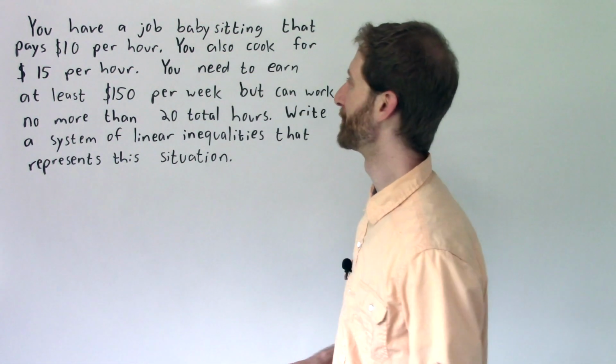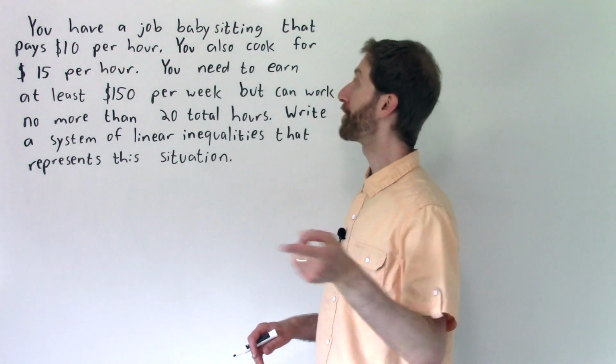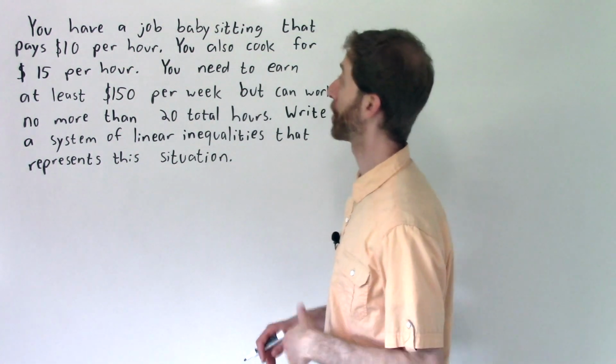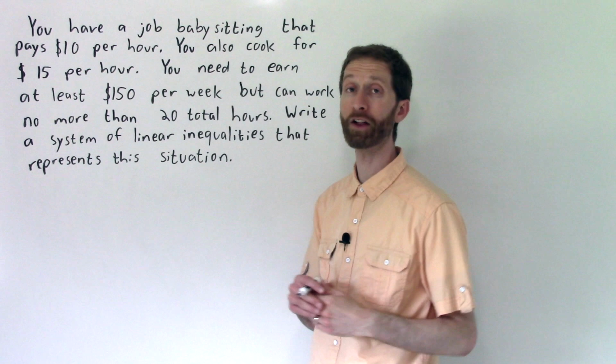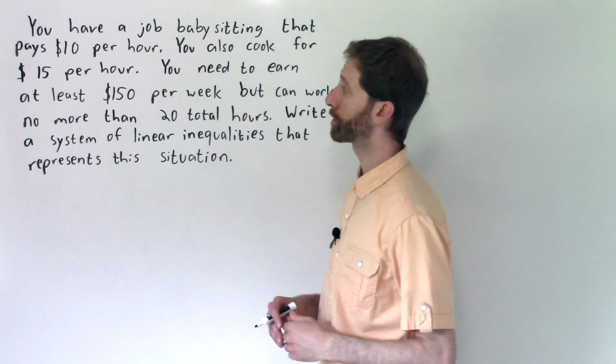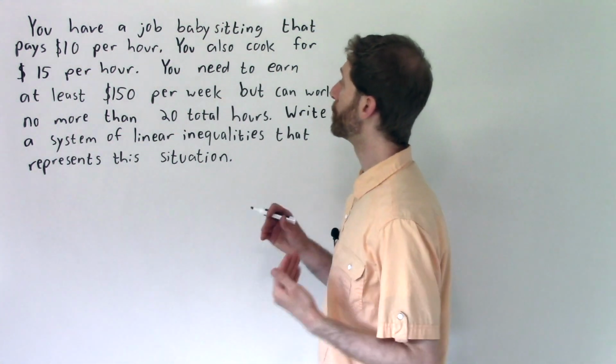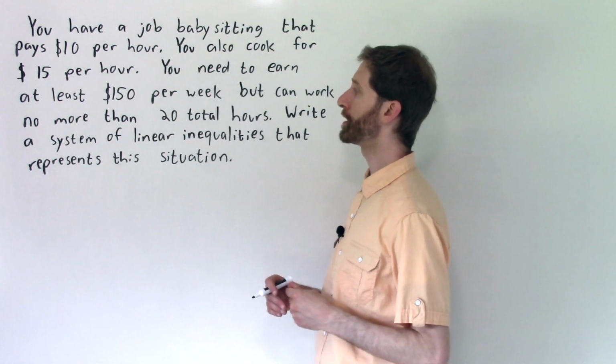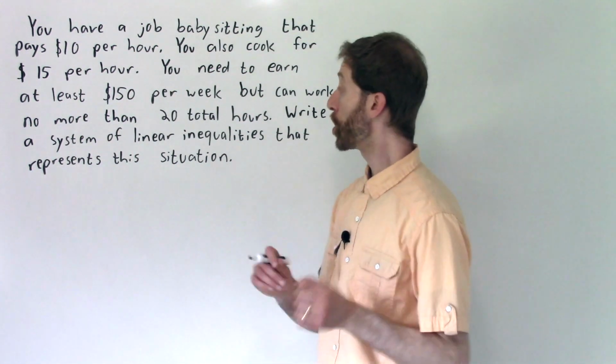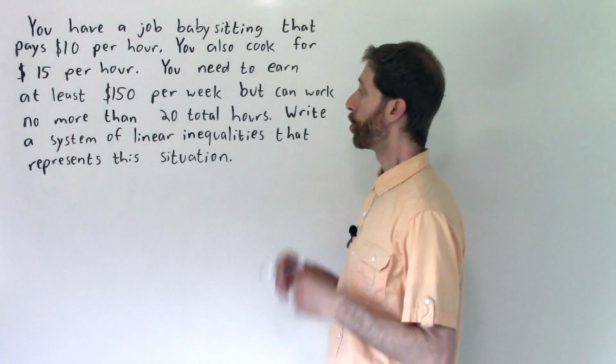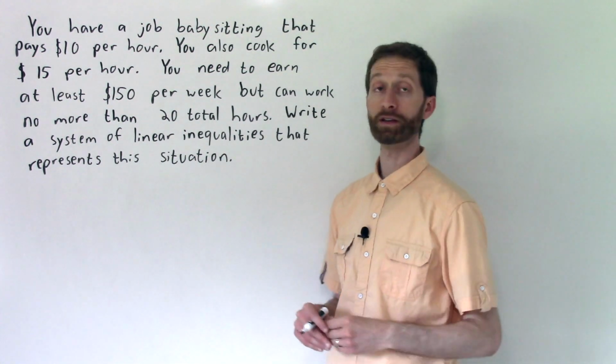Let's dive into it. So this says you have a babysitting job, right? A job babysitting that pays $10 per hour. You also cook for $15 per hour. You need to earn at least $150 per week, but can work no more than 20 total hours. Write a system of linear inequalities that represents the situation.